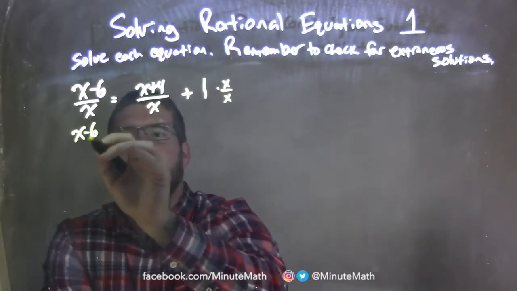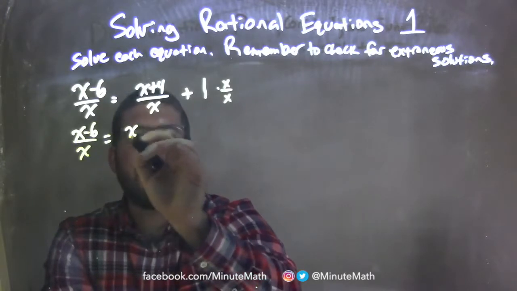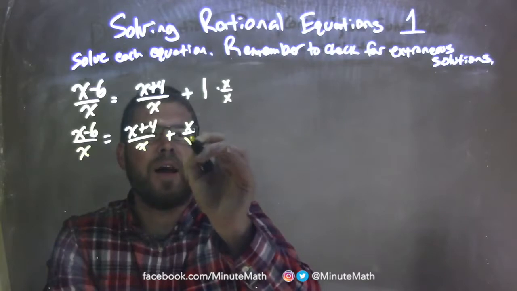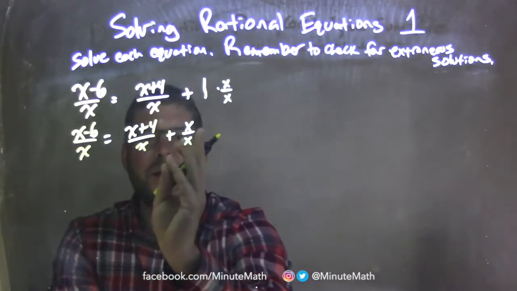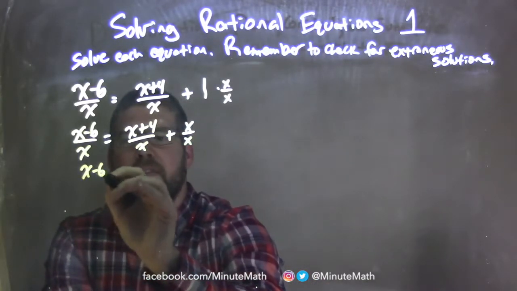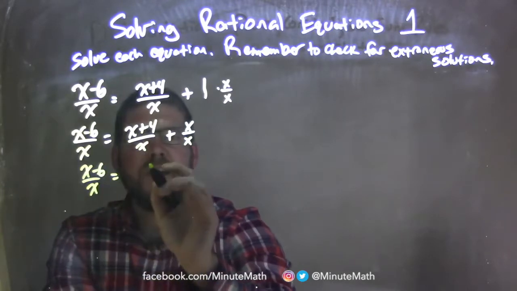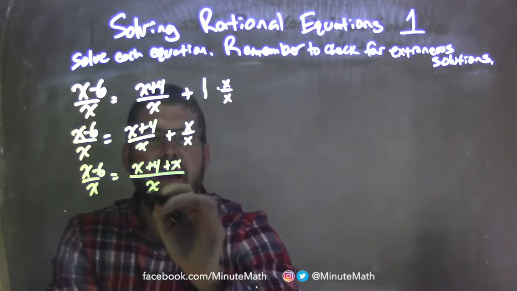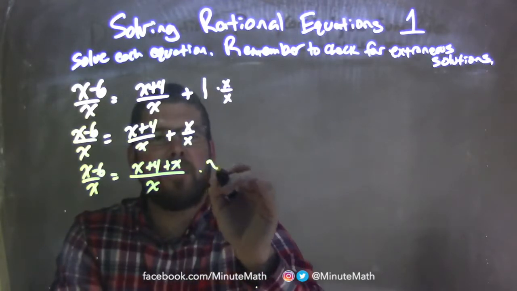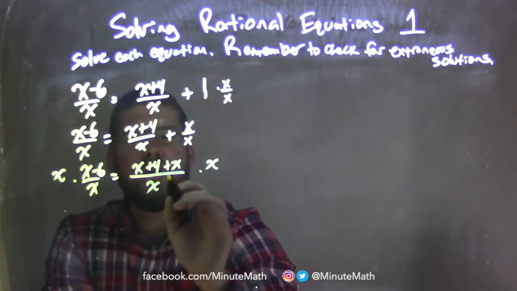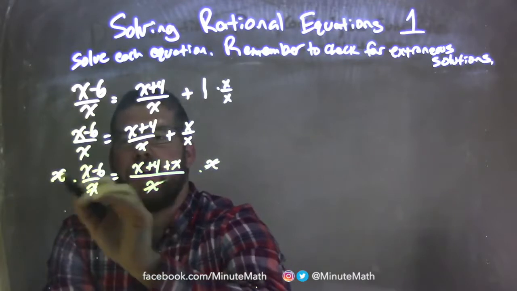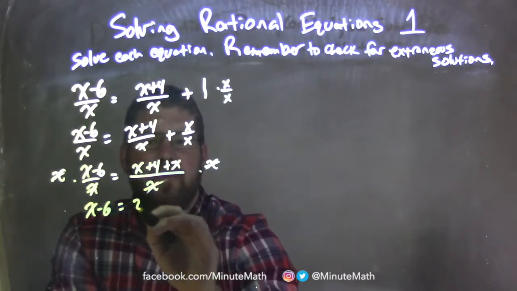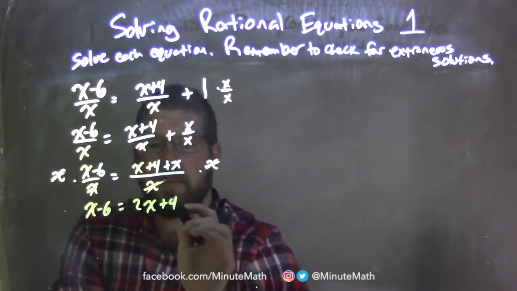So we have x minus 6 over x equals x plus 4, excuse me, over x plus x over x. Now that we have the same base, I can combine the two, giving me x minus 6 on the left over x is equal to x plus 4 plus x over x. Now I can multiply both sides by x, eliminating the x on the right side and the left side, giving me x minus 6 on the left equals, well, x plus x is 2x, 2x plus 4 on the right.